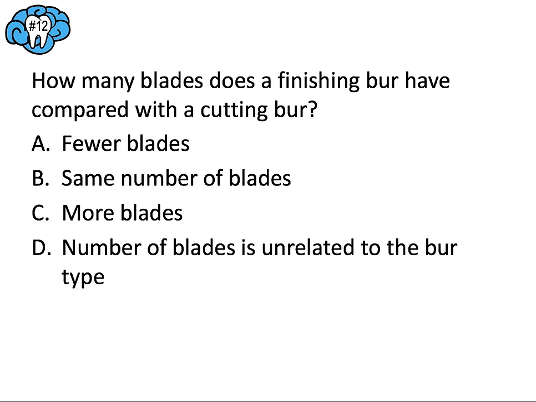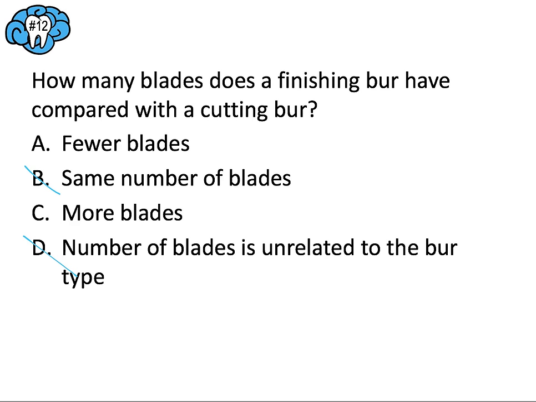Question number 12. How many blades does a finishing burr have compared with a cutting burr? Go ahead, pause the video, and then we'll talk about this one together. So the more blades that you have in a carbide burr, the less tooth structure each of those blades is digging into the tooth. So more blades equals a smoother cut. So the number of blades absolutely is related to the burr type. So we can certainly rule out D, and there's a difference between those two, so it can't be the same number of blades. So it has to be either A or C.